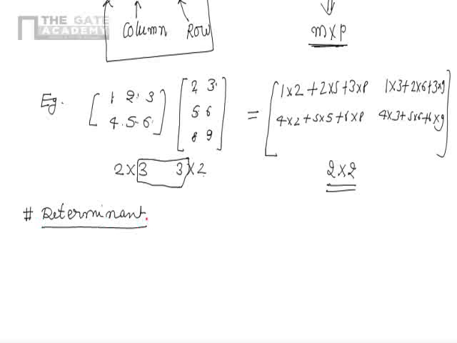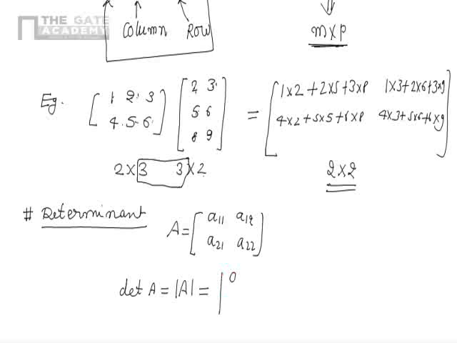So determinant is an expression which is associated with the square matrix. Let's consider a matrix A with elements A11, A12, A21 and A22. So this is the matrix. If I want to find out the determinant of this matrix A, which is denoted like this, it is nothing but A11, A12, A21, A22.